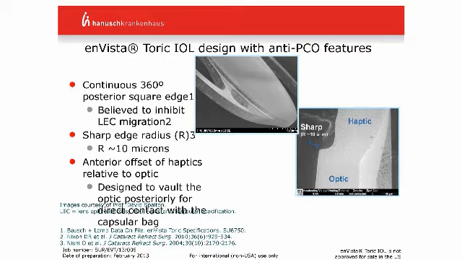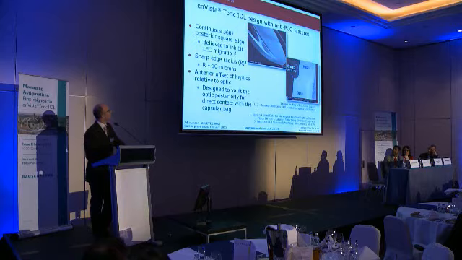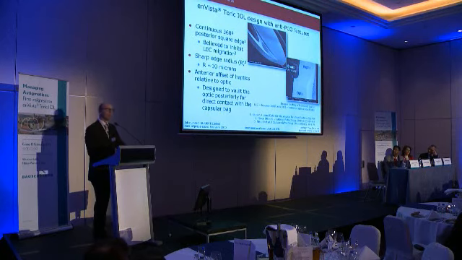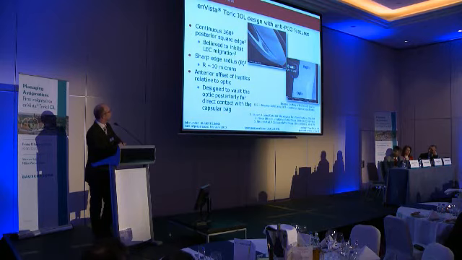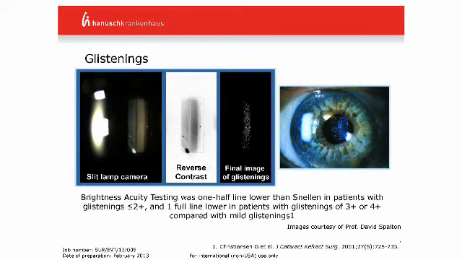Next, please. There's also a 360-degree continuous sharp edge. There is a stepped haptic, and you can see here that this sharp edge is supposed to, again, help to stop LEC progression or proliferation behind the lens. And it has a very sharp edge, which we know is important. It's not only having a sharp edge, but you want to have a really sharp edge to have this lens epithelial cell migration barrier.